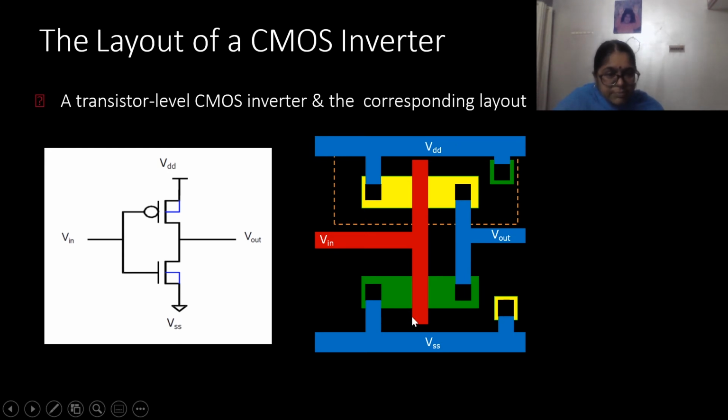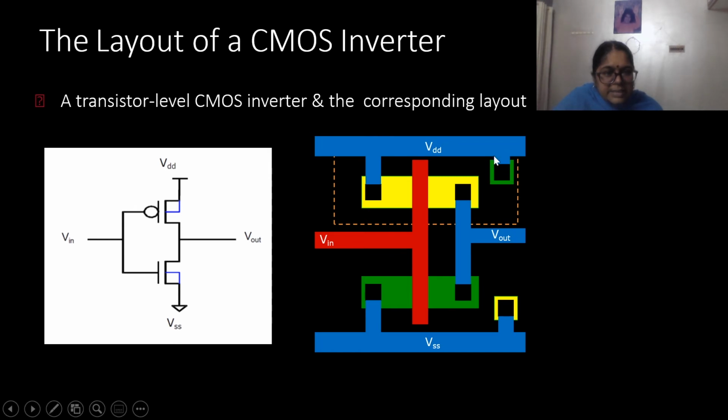You can see here, when polysilicon cuts the P diffusion, a PMOS transistor is formed. One side is the source, another side is the drain. So we can have the source contact to the VDD and the drain is connected to output. Similarly, when poly crosses the N diffusion, an NMOS transistor is formed. One side is the source, another side is the drain. Here the source is connected to VSS and the drain is connected to output.